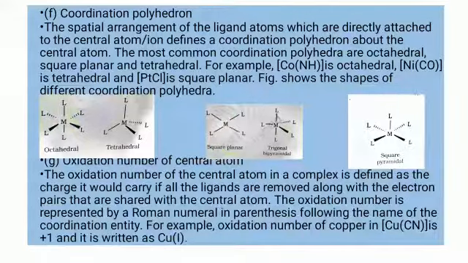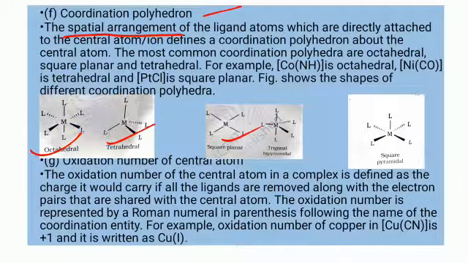Next is coordination polyhedron. The spatial arrangement of the ligand atoms which are directly attached to the central atom or ion defines a coordination polyhedron about the central atom. The most common coordination polyhedra are octahedral, tetrahedral and square planar, for coordination numbers 6 and 4 respectively.